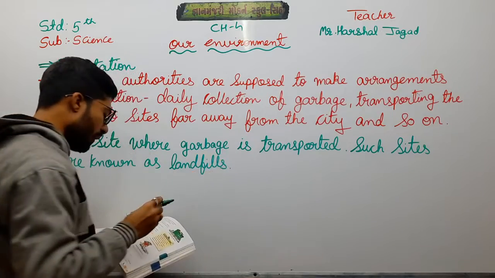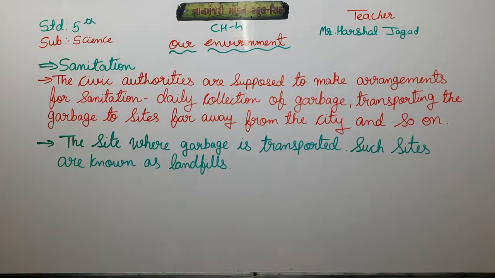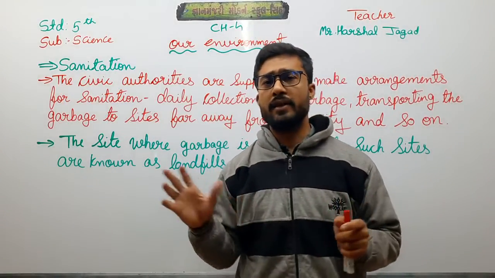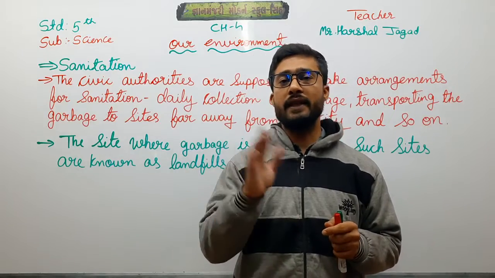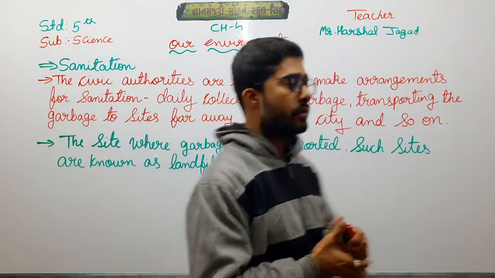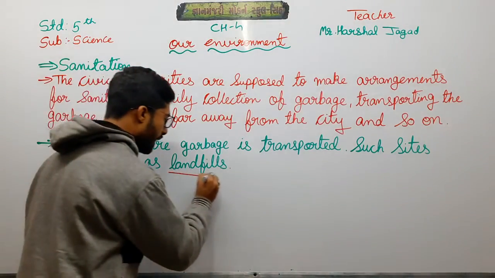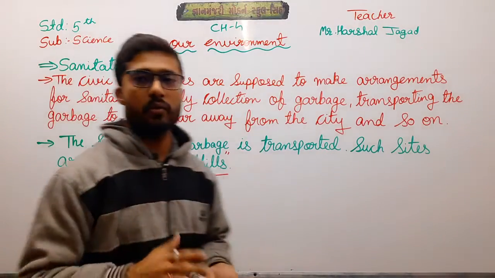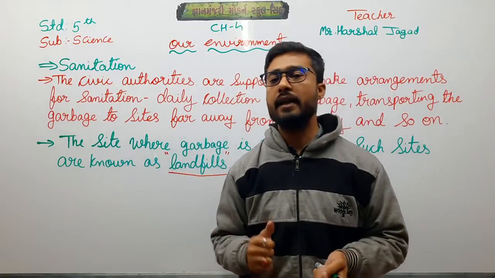So this is where all these things are collected. All this garbage, all this waste is collected at one place out of the city or the town. That is known as what? It is known as the landfills. So it can be asked in fill in the blanks, MCQ, true or false. Okay, students, that is known as the landfills.